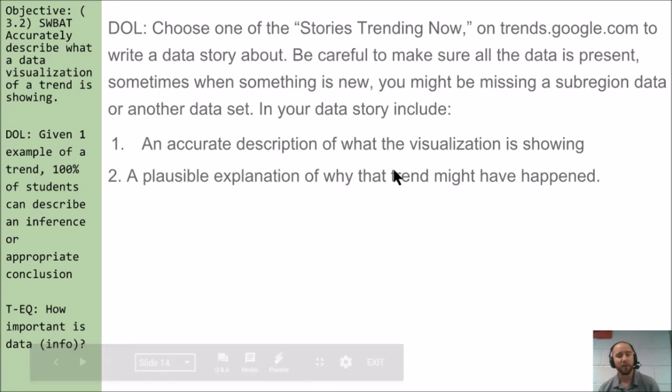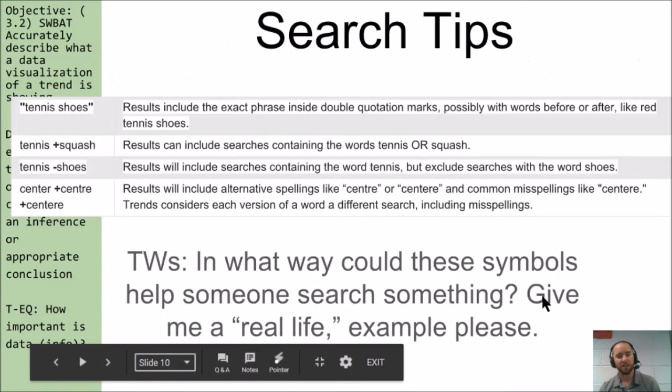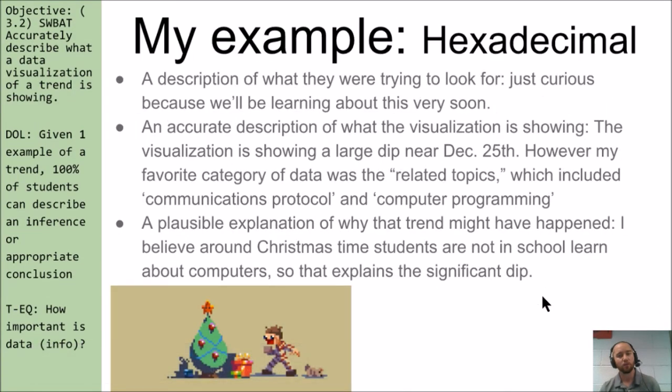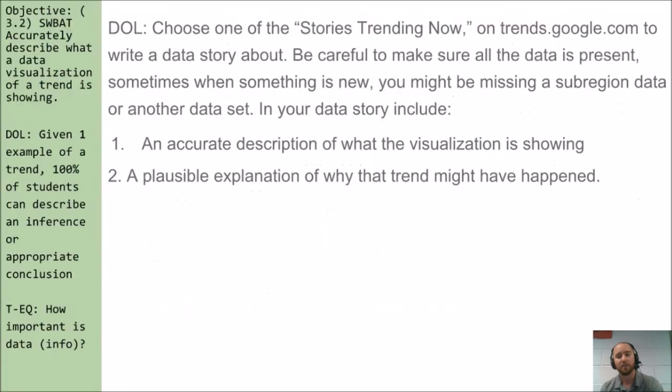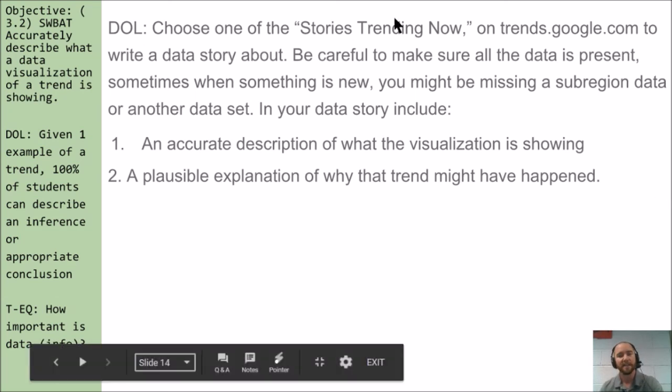Then you have two things to do. Accurately describe what the visualization is showing, and then give a plausible explanation of why that trend might have happened. Essentially, what you're doing is the thing we did together here. This is the I do, my example. And the one right before it is the one you can do either on your own or with a partner. And now, after doing that, it's basically the same thing, but with a story that is trending at the moment.